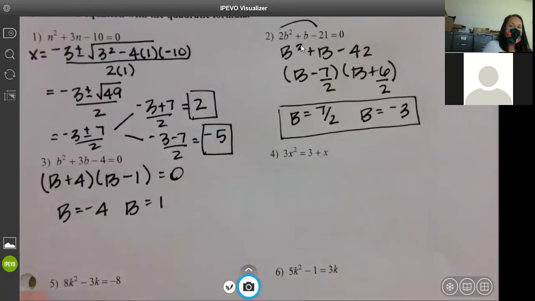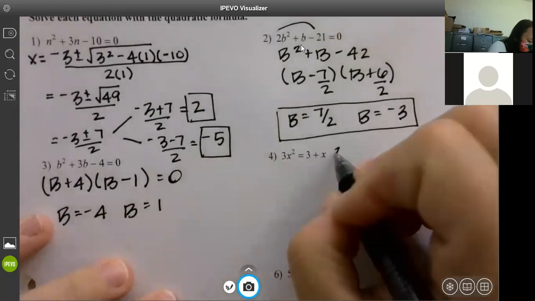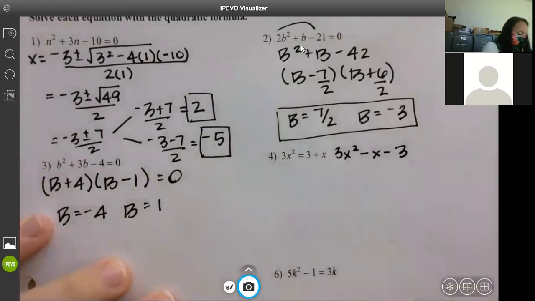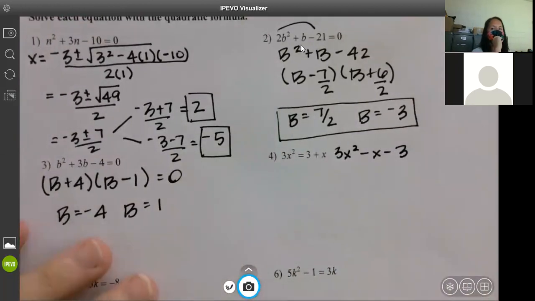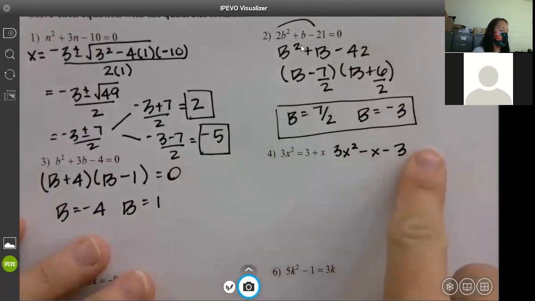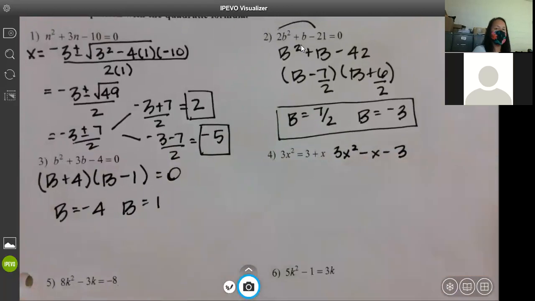All right, what about number 4? What do I have to do on number 4? Yeah, all on one side. Remember, we're going to keep our x squared positive, so I'm going to move everything else. So I actually have 3x squared, and I'm going to subtract x and subtract 3. If I tried to do slide and divide, do I have factors of -9 that add to -1? No, so this one has to be quadratic.